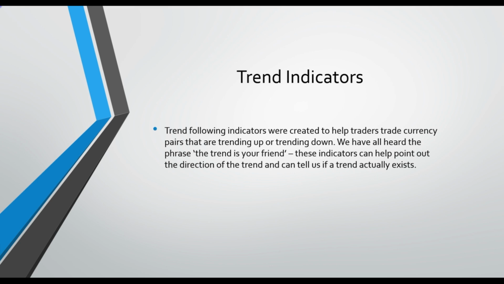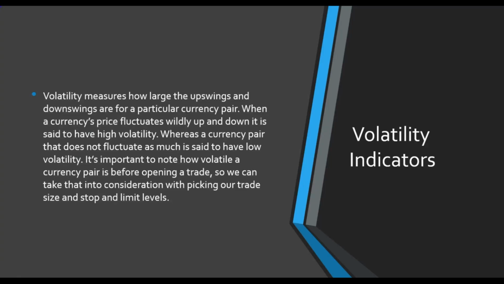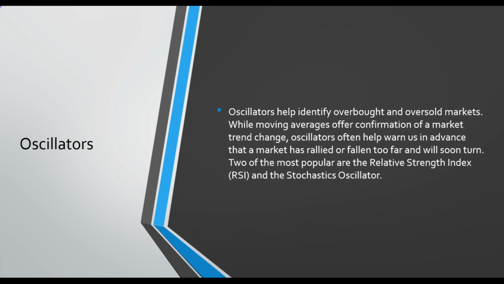We have all heard it called the trend is your friend. These indicators can help point out the direction of the trend and can tell us if a trend actually exists. Volatility measures large upswings and downswings of a pair or an asset. When a currency pair or an asset fluctuates wildly up and down, it's said to be highly volatile. And then we have oscillators to help identify overbought and oversold regions.